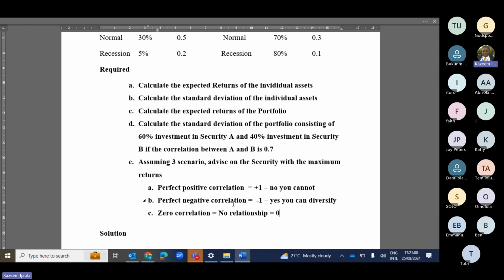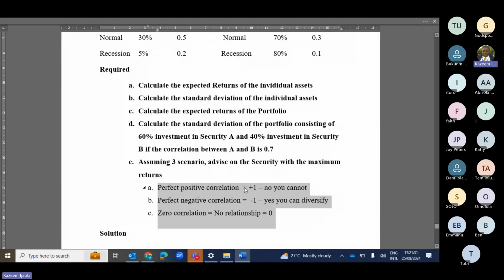So enough of all this story. Let us practicalize this now. Assuming three scenarios, let's advise them on which portfolio we can invest in. That's what we want to discuss now. Should it be perfect positive or perfect negative? Now, for these there are two formulas you can use. I discovered that one when I was practicing this morning. So let me show you.